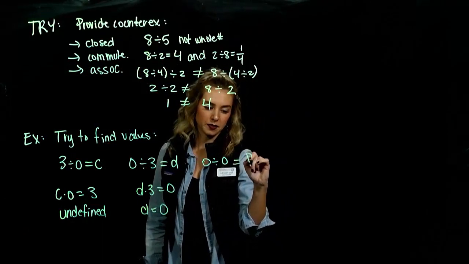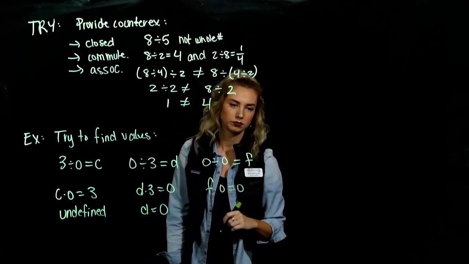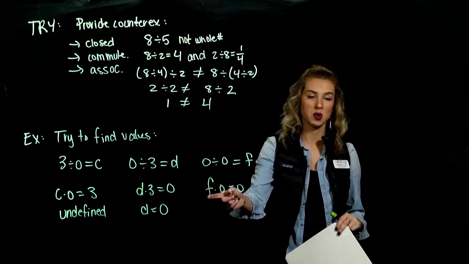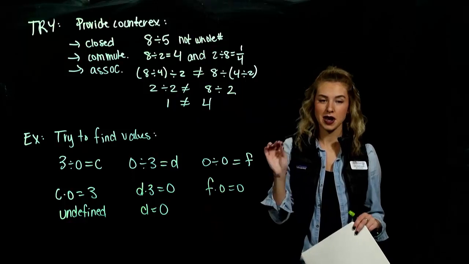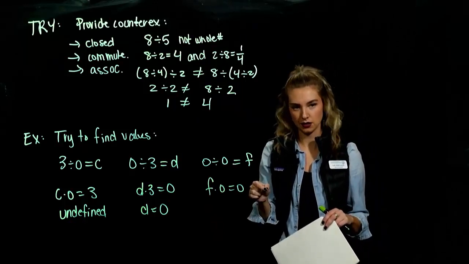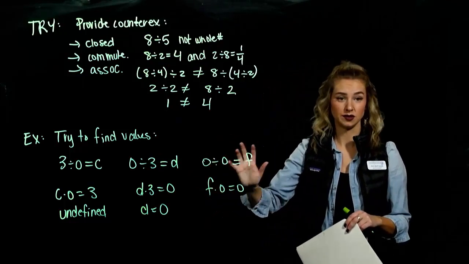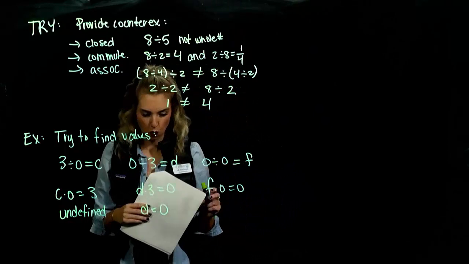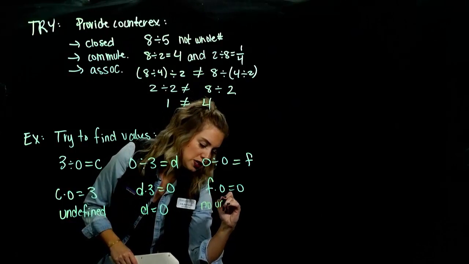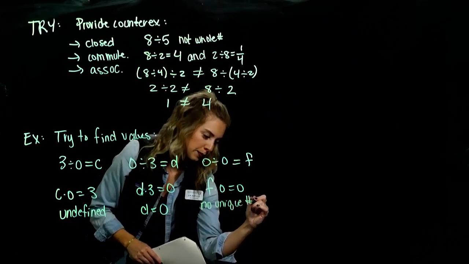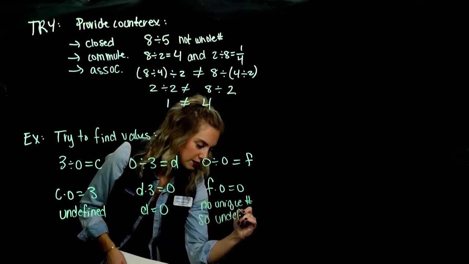And what about 0 divided by 0? Again, if we set it equal to something, F times 0 equal to 0. We can plug in any value that we want for F. 1 will work, 2 will work, 3,058 will work. It's not unique, and by definition, division has to produce a unique value, only one option, but in this case, we've got infinitely many options. So no unique number is defined.